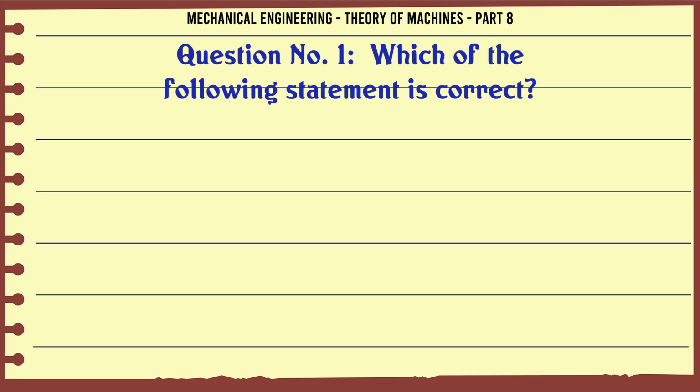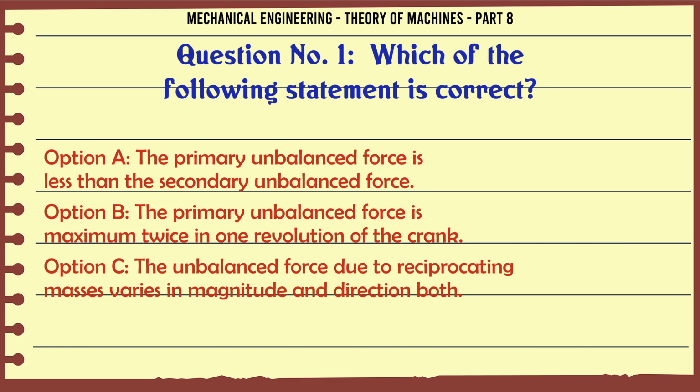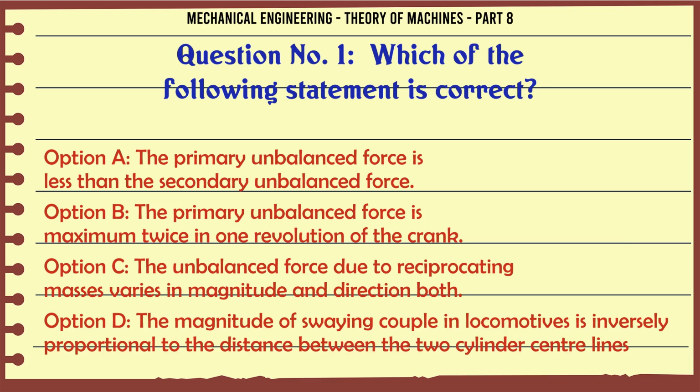Which of the following statements is correct? A. The primary unbalanced force is less than the secondary unbalanced force. B. The primary unbalanced force is maximum twice in one revolution of the crank. C. The unbalanced force due to reciprocating masses varies in magnitude and direction both. D. The magnitude of swaying couple in locomotives is inversely proportional to the distance between the two cylinder center lines.